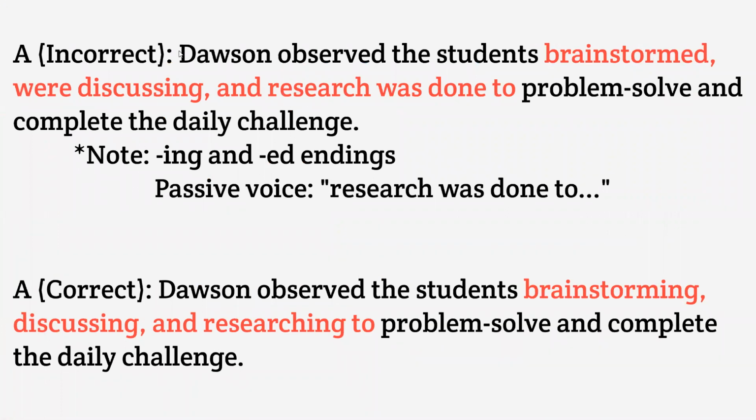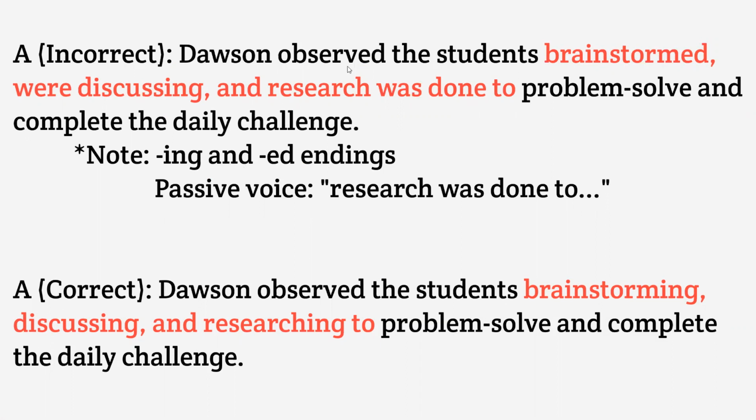Under A, the incorrect example reads, Dawson observed the students brainstormed, were discussing, and research was done to problem solve and complete the daily challenge. This sentence reads very weirdly, with a lot of distracting elements because of the lack of parallelism. So brainstormed has that ed ending, and then we have the word discussing. Discussing has that ing ending. So you can automatically, right off the bat, note the difference in endings there. That's kind of distracting as far as the way this is worded.